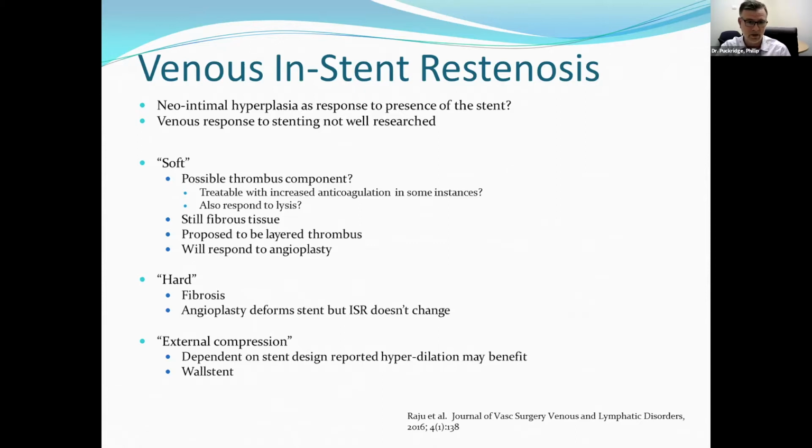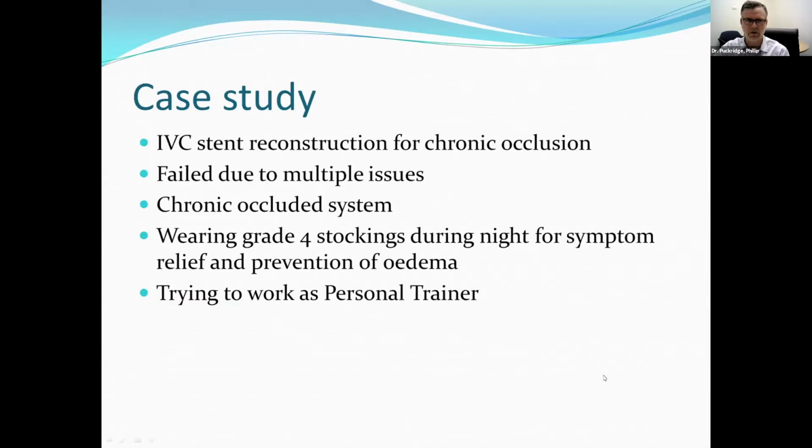And you can consider that there are soft restenoses, which are treatable with angioplasty. And it's been proposed that this is actually layered thrombus. It's still fibrous tissue, it's still organized potentially, we think, but it will squeeze out of the way with angioplasty. And then there's this more hard fibrous material, which when you angioplasty, it deforms the stent, but the in-stent restenosis doesn't actually change. Or you might have fibrous external compression on a stent causing what appears to be in-stent restenosis. And if that's a wall stent, which we don't have really in Australia, you might be able to hyperdilate it and get some benefit, but generally speaking, it's a problem.